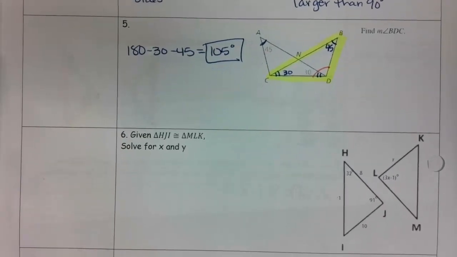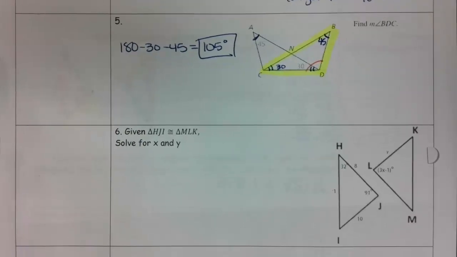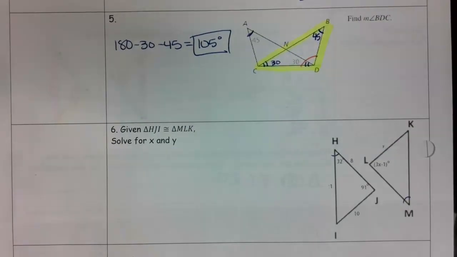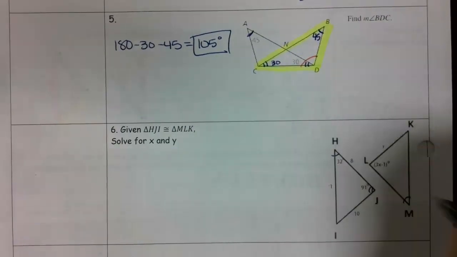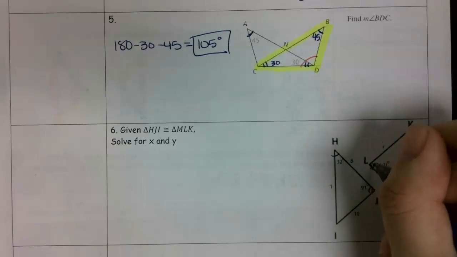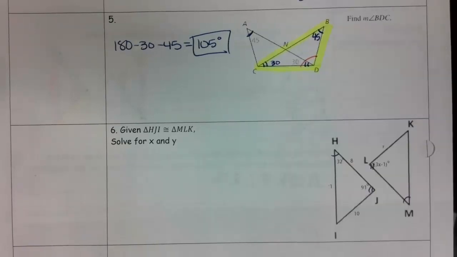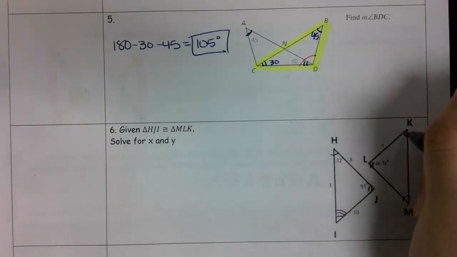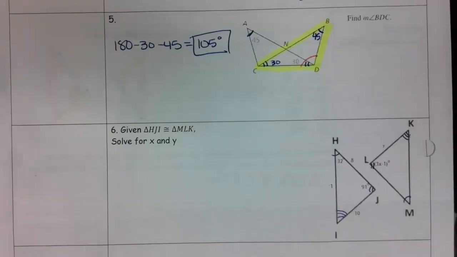Okay, on number 6, it tells me triangle HJI and triangle MLK are congruent. So that means H is congruent to M, J is congruent to L, and I is congruent to K. Wants me to solve for x and y.